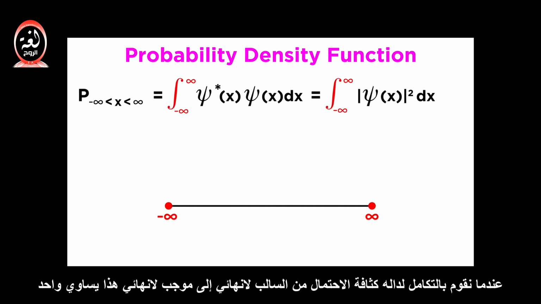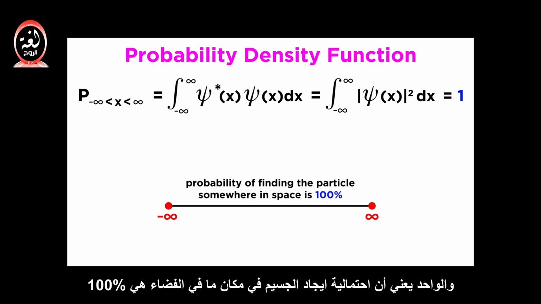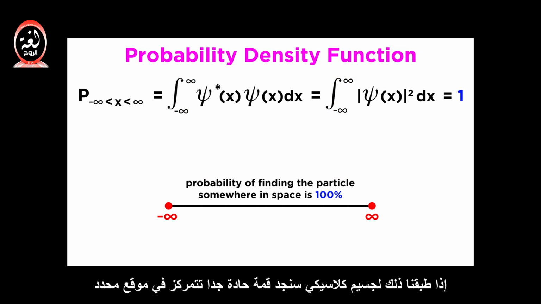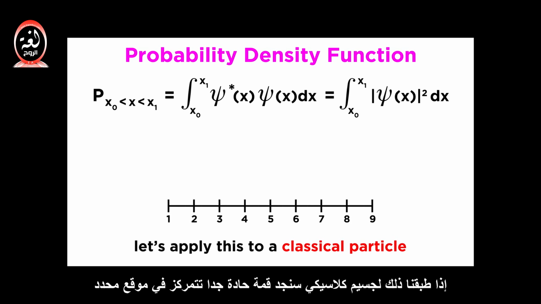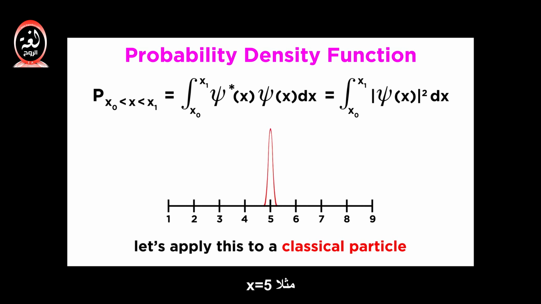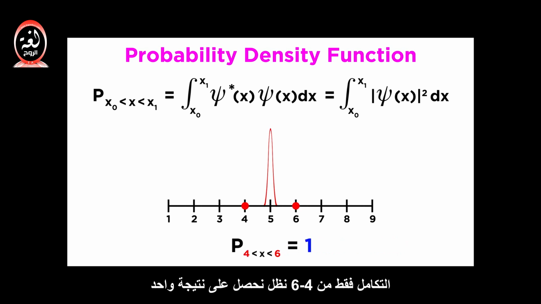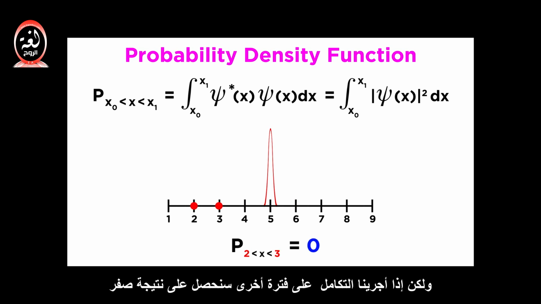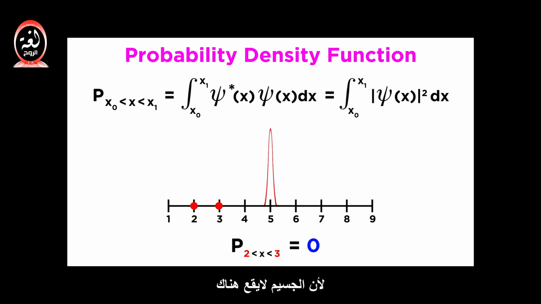Then let's understand that if we integrate the probability density function from negative infinity to positive infinity, this will equal 1, meaning that the probability of finding the particle somewhere in space is 100%. If we were applying this to a classical particle, we would get a very narrow peak centered in a specific location, like x equals 5. Integrating only from 4 to 6, we would still get a result of 1, since the particle is located within these boundaries. If we were to integrate over some other interval, we would get a result of 0, which makes sense, since the particle is not there, but is somewhere else.